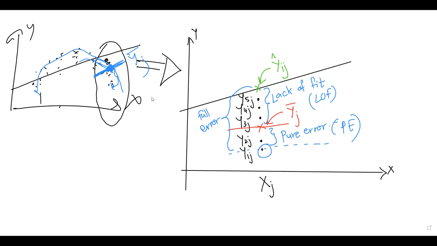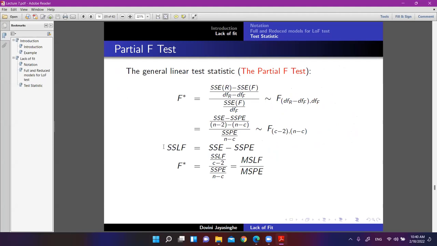It's partitioning of errors. So, if this is the case, instead of this term, you can put SSLF, sum of squares of lack of fit, divided by, when you do this thing, you will definitely get the degrees of freedom of lack of fit. Okay. Here, SSPE divided by the corresponding degrees of freedom. So this is the degrees of freedom of lack of fit sum of squares. This is the degrees of freedom of pure error sum of squares. Right? Easy. This is the final formula.